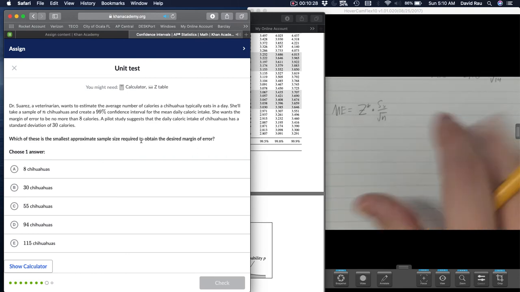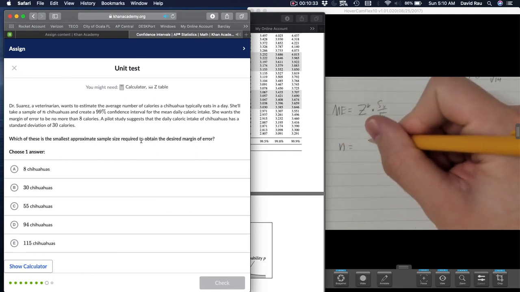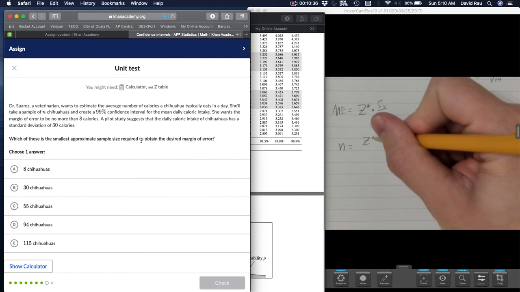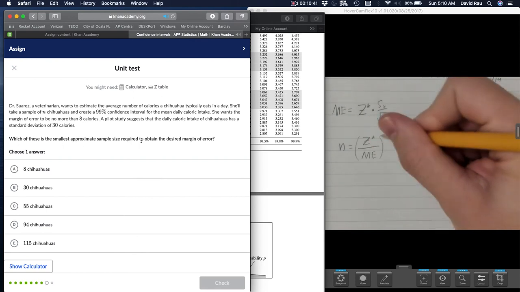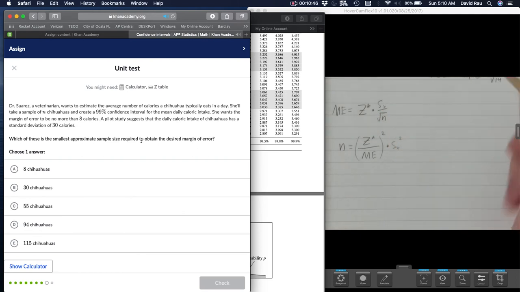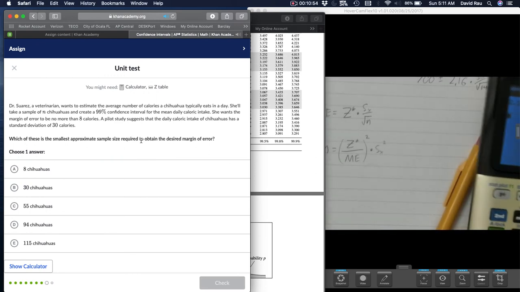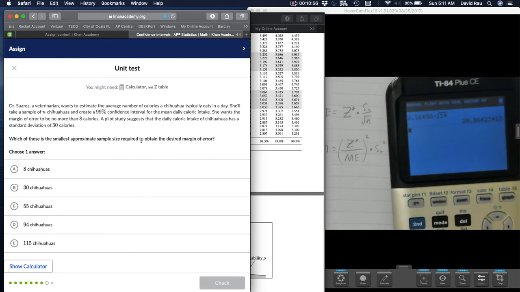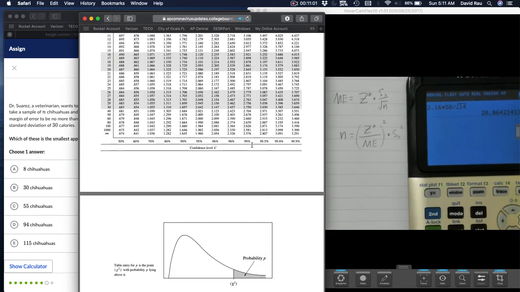Now, long story short, if you end up solving for the square root of n, you're going to end up getting that n is equal to this times the standard deviation you found squared. So really it's just everything is multiplied and divided together and then squared. So let's see here. We have 99% confidence. Now again, when you're looking for a sample size, you always use the z-value. So 99% confidence for z is 2.576.